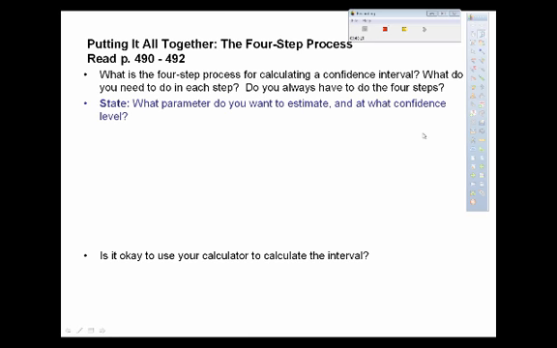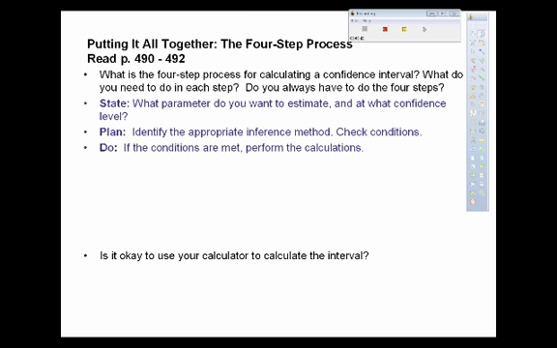Okay, first step, state. We've seen these before. What parameter do you want to estimate and at what confidence level? Plan. Identify the appropriate inference method and check conditions. Do. If conditions are met, perform the calculations. And conclude. Interpret your interval in the context of the problem.